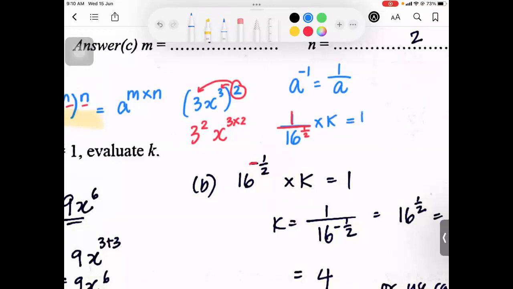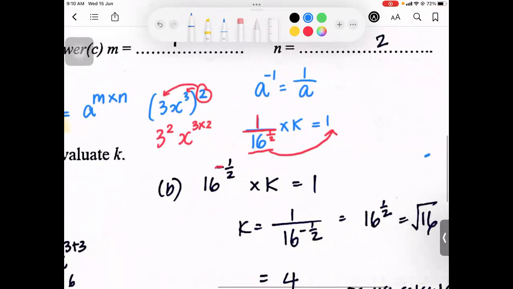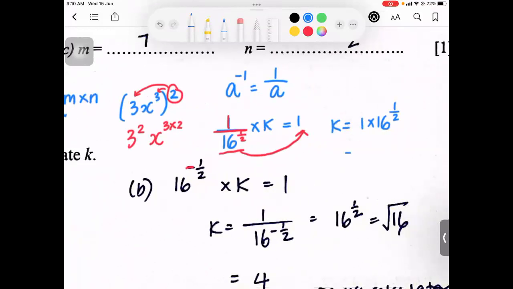equals 1. So if I want to get rid of the number over here, I shift this whole thing across, multiply it across. Then I'll get k equals 1 times 16 to the power of half. Then for 16 to the power of half, yesterday we went through something like that. A to the power of 1 over 2 means square root. So power half actually means square root of 16. Then square root of 16 will give you the number 4.